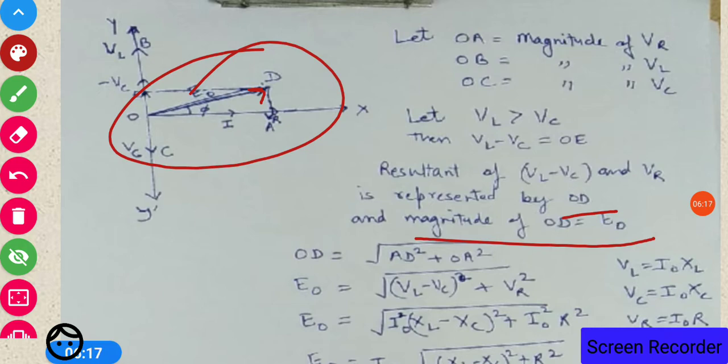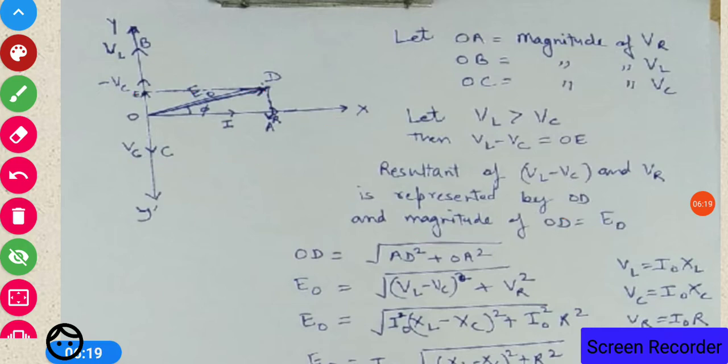Now AD is equal to VL minus VC. So in place of AD we can write VL minus VC square, and in place of OA we can write VR square. So this reduces to E naught is equal to under root VL minus VC whole square plus VR square. Now again we know that VL is I naught XL, which we have studied in the previous lecture. VC is I naught XC and VR is I naught R.